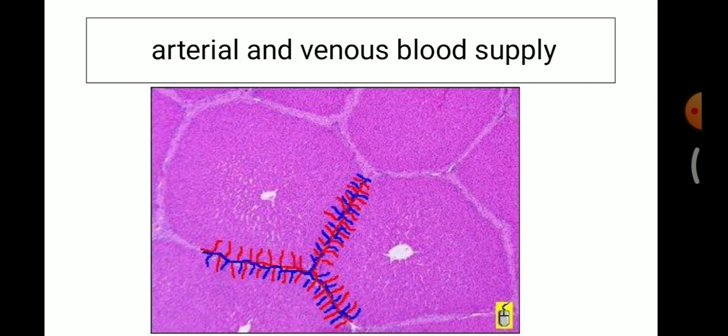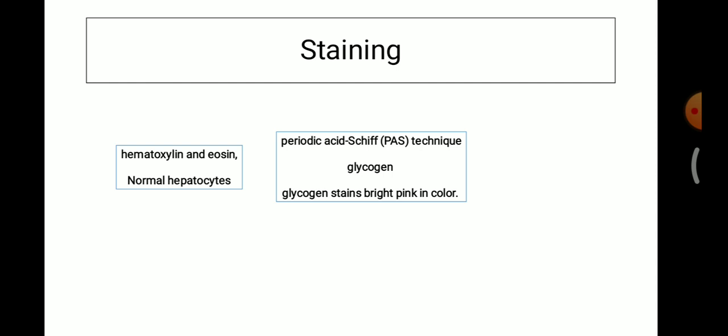Next is arterial and venous blood supply. Red and blue indicate artery or vein, which you can understand from the figure, and how they give blood supply. You can see where these are actually located, at the corners of the hepatocytes.